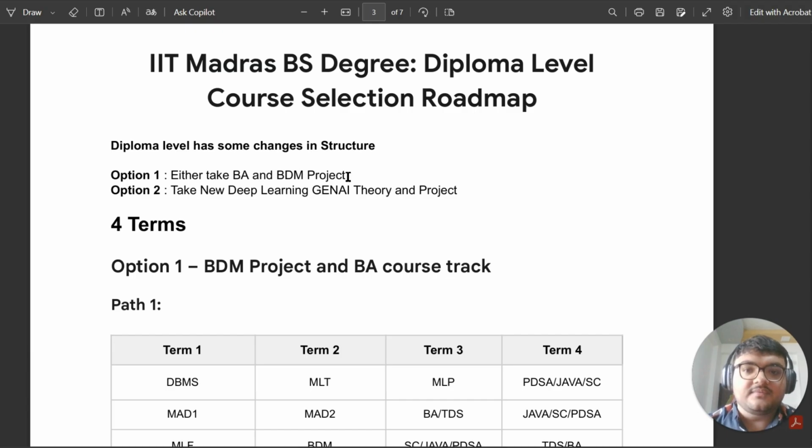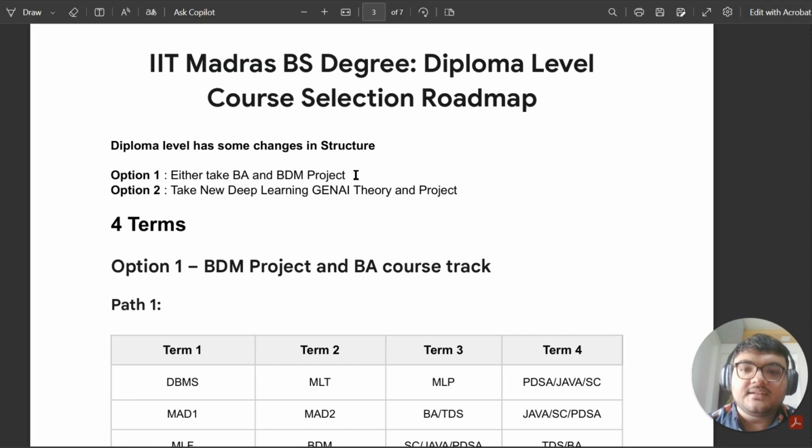And the reason I used the word time consuming is that they also suggest it will take more than one term to complete the whole BDM project, because there can be rejections, right? It is really a long process. Month and month cycles will come, with acceptance and rejection. So this is about the BDM project.